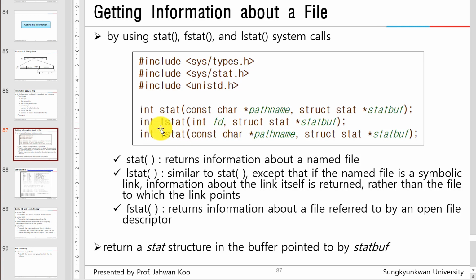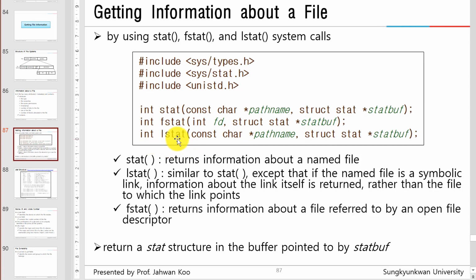Okay, let's see the fstat system call. How many arguments are there? 2. fd and pointer statbuf. fd means file descriptor. Statbuf means stat buffer. What does the fd point to? Integer data type. What does the statbuf point to? Stat structure data type.